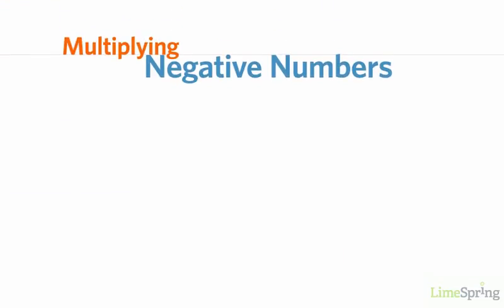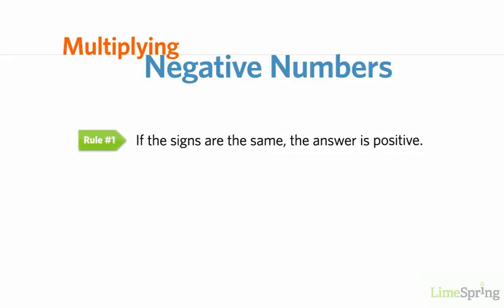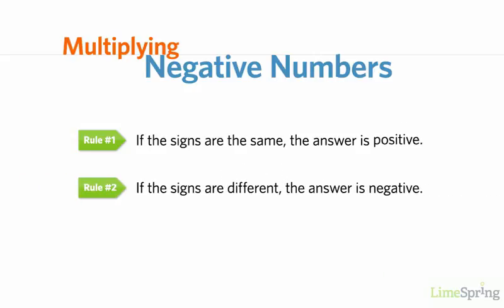So, multiplication of negative numbers is just like working with positive numbers if you remember to apply the rules. If the signs are the same, the answer is positive. If the signs are different, the answer is negative.